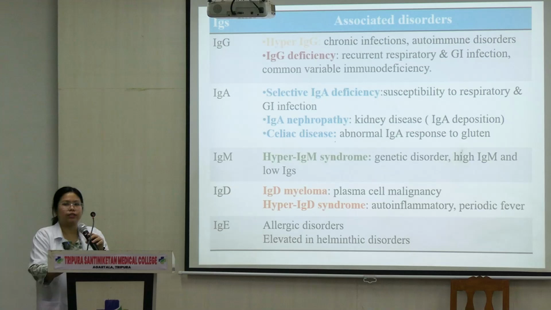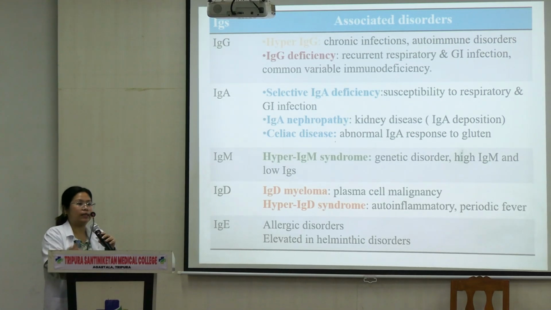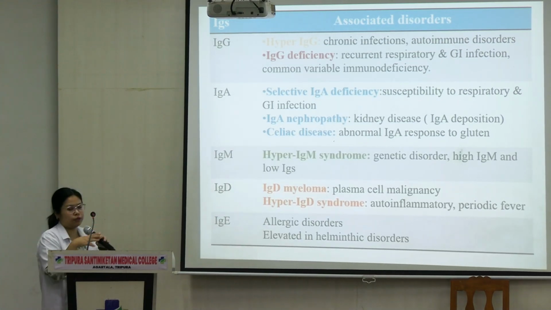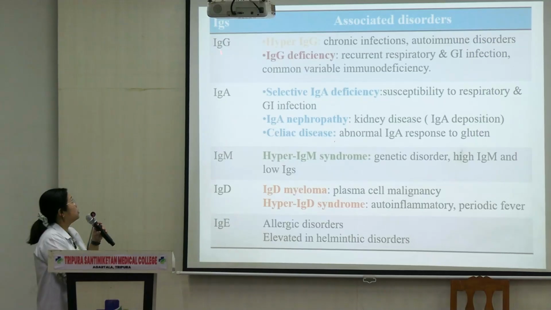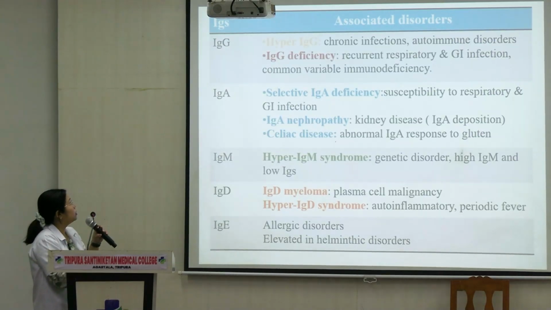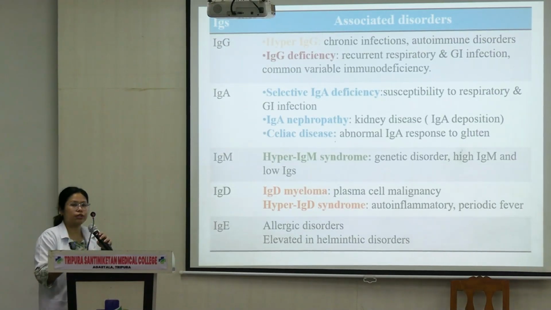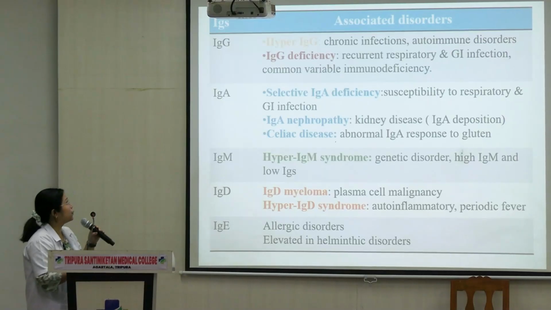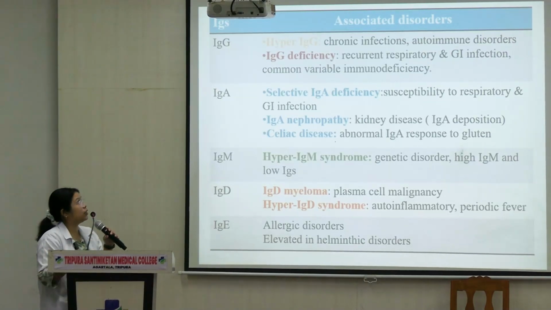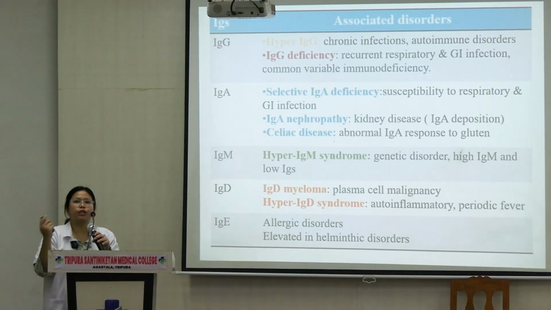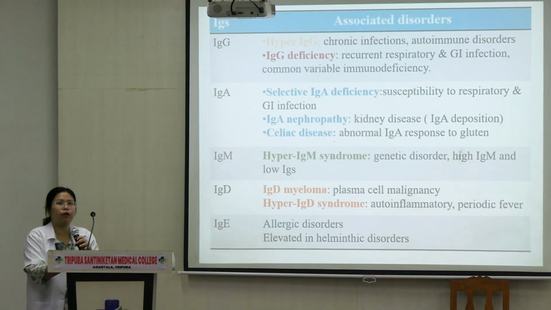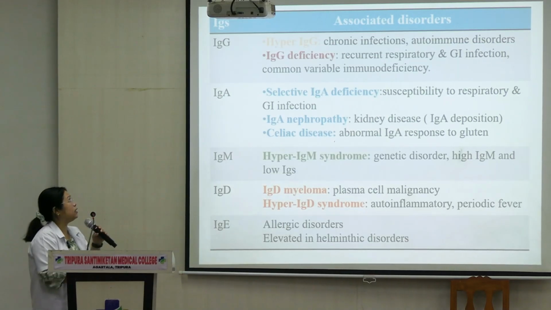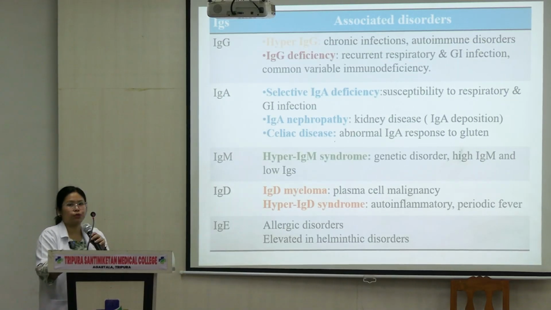These are certain disorders that are associated with immunoglobulins. If you see the first one, we have IgG. So disorders that are related to IgG, we can have Hyper-IgG, where there is too much production of the IgG type of immunoglobulins that are seen in chronic infection, autoimmune disorders.